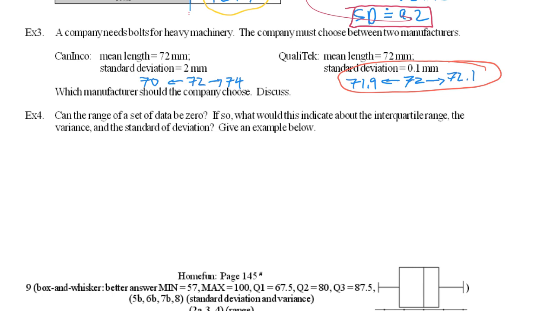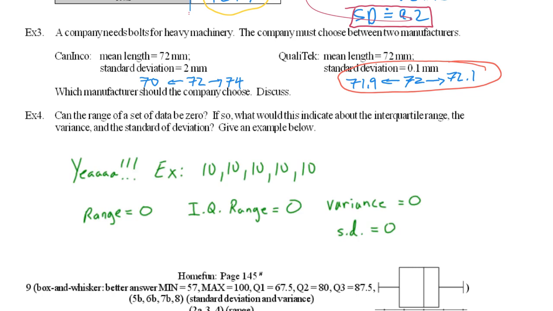Now, here is the last question for you. Just write this down. It says, can a set of data have a standard deviation of 0? If so, what would this indicate about the interquartile range? Here is the example. So this is the answer. Here's the rule. If I have a list of just tens, or the same number, the range is 0 because the difference between the last and the first is 0. The interquartile range is 0. And the variance is 0 because nothing changes. And then because there's no variance, there's also no standard deviation.